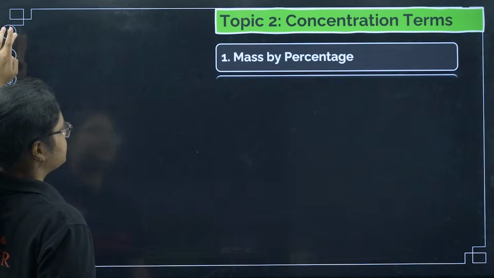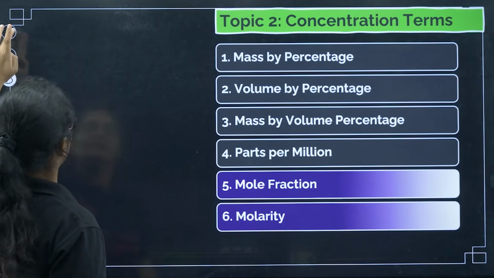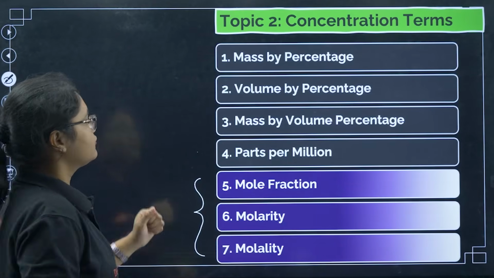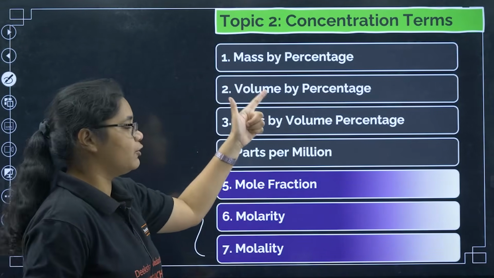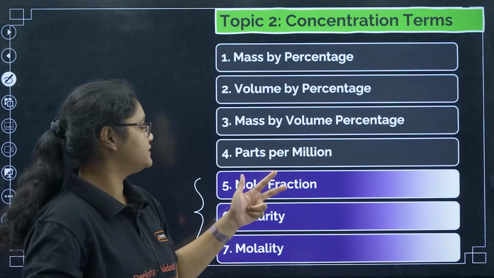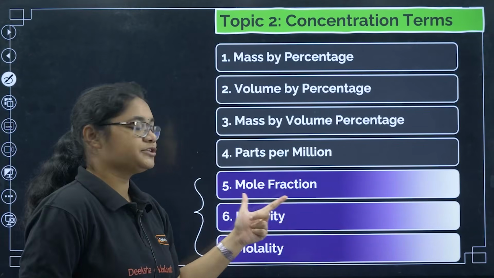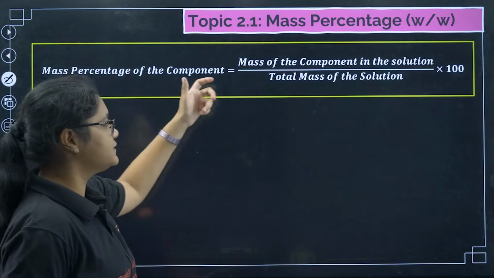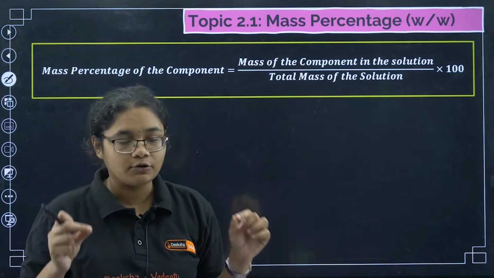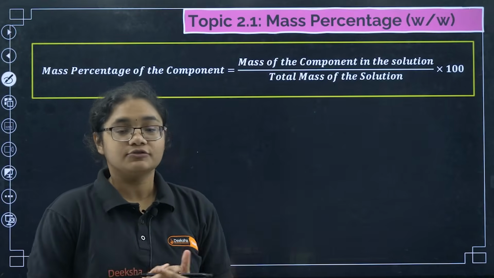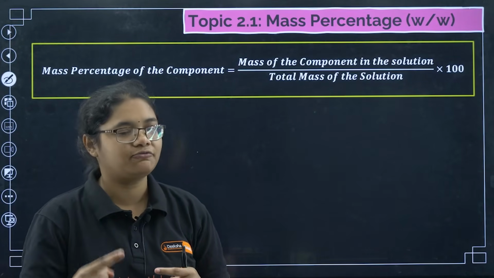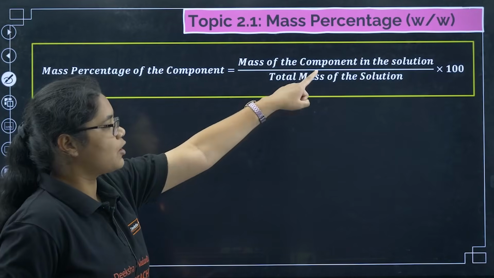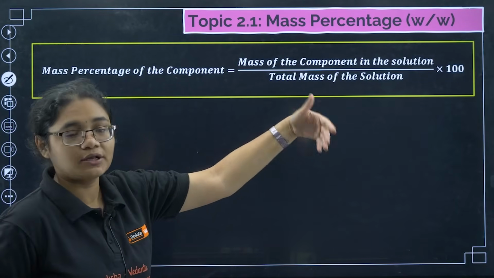Now coming to concentration terms. We have 7 concentration terms, and out of these, 3 are very important. The first concentration term is mass percentage, then volume percentage, mass by volume percentage, parts per million, mole fraction, molarity, and molality. Now if I tell you what mass percentage is, the formula is mass of the component divided by the total mass of the solution into 100. Students, since it is a revision video, I am going a bit faster. You can pause the video and note down the formulas. So it is mass of the component divided by the total mass of the solution into 100.